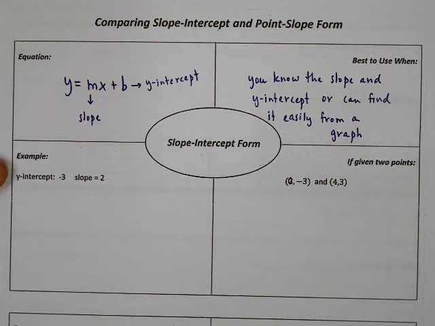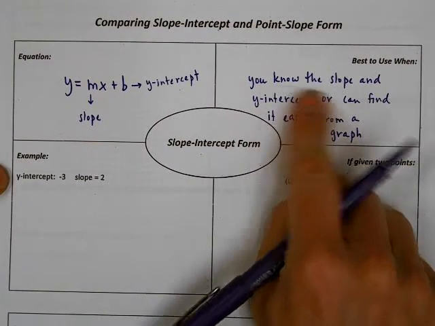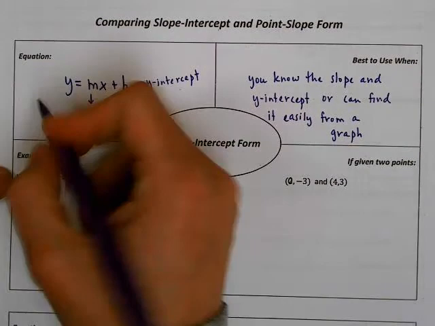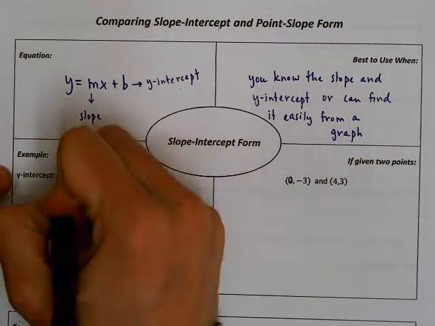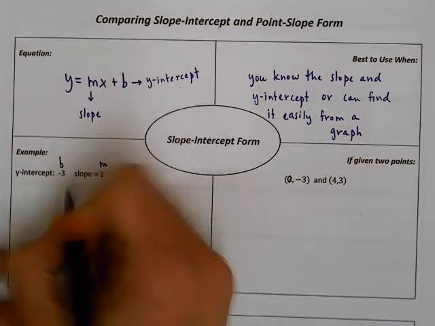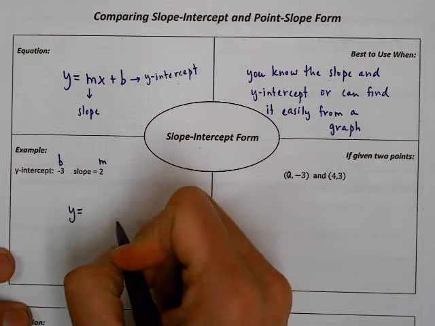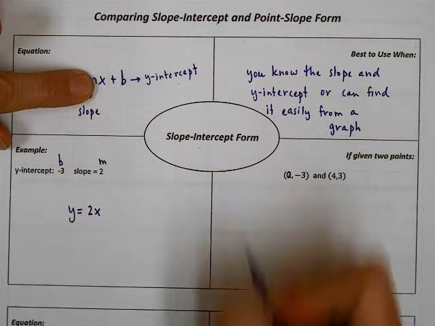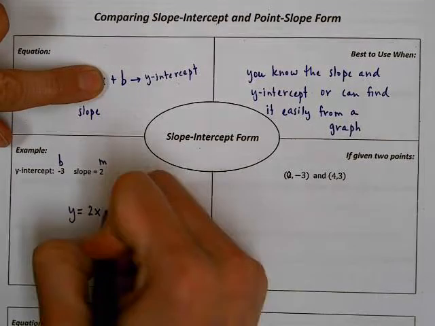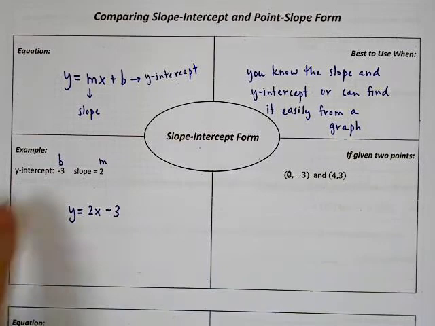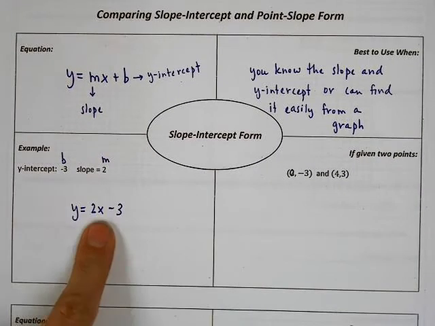So for example, this is a case where you know the slope and the y-intercept. They're telling you that the y-intercept is -3, so I know my b. And they're telling me that the slope is 2. I know slope is my m. So now I just plug it in. So y equals, my m is 2. I make sure I include my x. And my b is a -3. So I've got my equation. So obviously if you're given the slope and the y-intercept, you're going to put it in slope-intercept form.